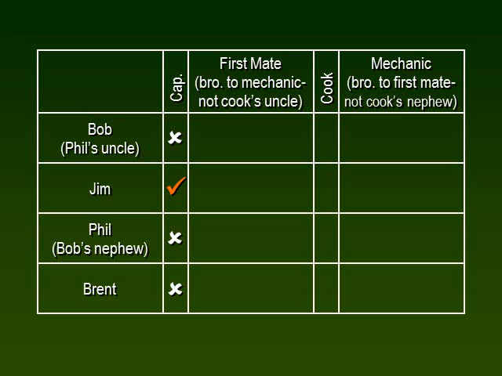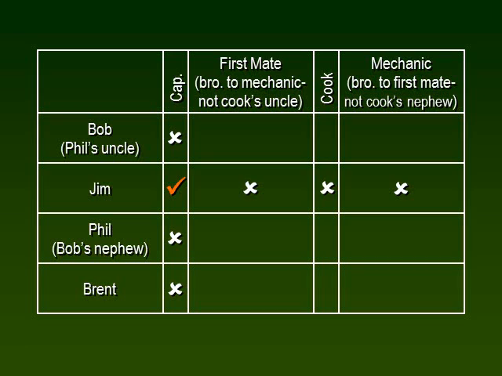Now, if Jim is the captain, then he cannot be the first mate, the cook, or the mechanic, because each person just has one job. Okay, so you can just X out the rest of those. Now, some you might have to guess sometimes and see if it works out, but right now we've got some more information that we can go with. Okay, we know that Bob is Phil's uncle, so he can't be Phil's brother, which would eliminate him from being the mechanic or the first mate.